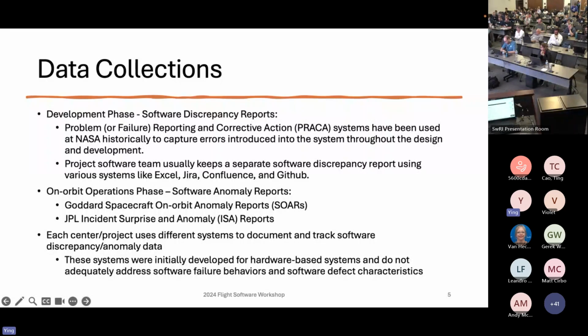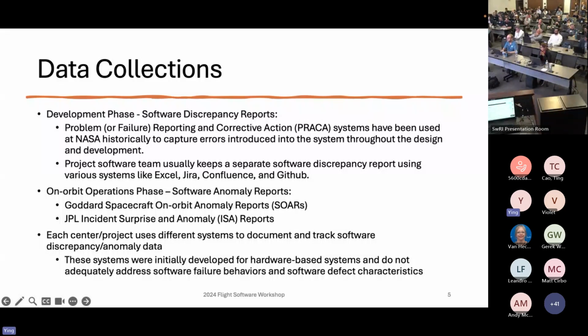It's a hardware-based system, so it does not adequately address software failure behavior, and there's no place to document detailed software defect characteristics. The data entry usually just includes some problem descriptions, the date and time, the corrective actions, and the root cause. And in a lot of cases, the root cause is not really identified. And of course, there is no breakdown of those types of defects.